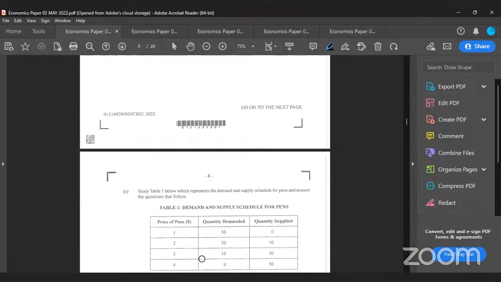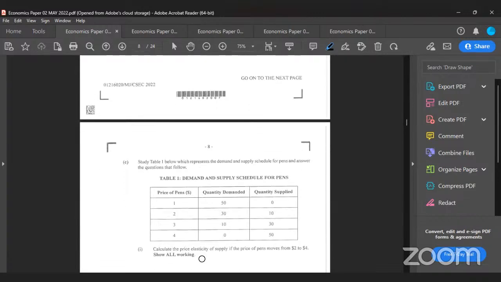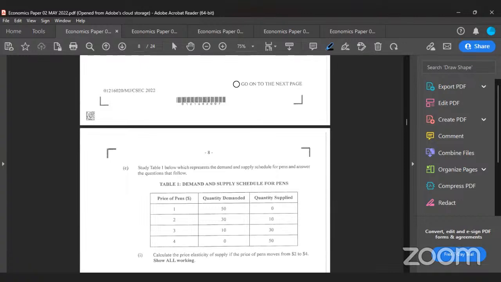Now, as the table here says, we have a demand and supply schedule for pens. Similarly, if we remove the demand aspect, that would have been a supply schedule, as the definition prior stated. Now, the first thing they asked us to do is calculate the price elasticity of supply.